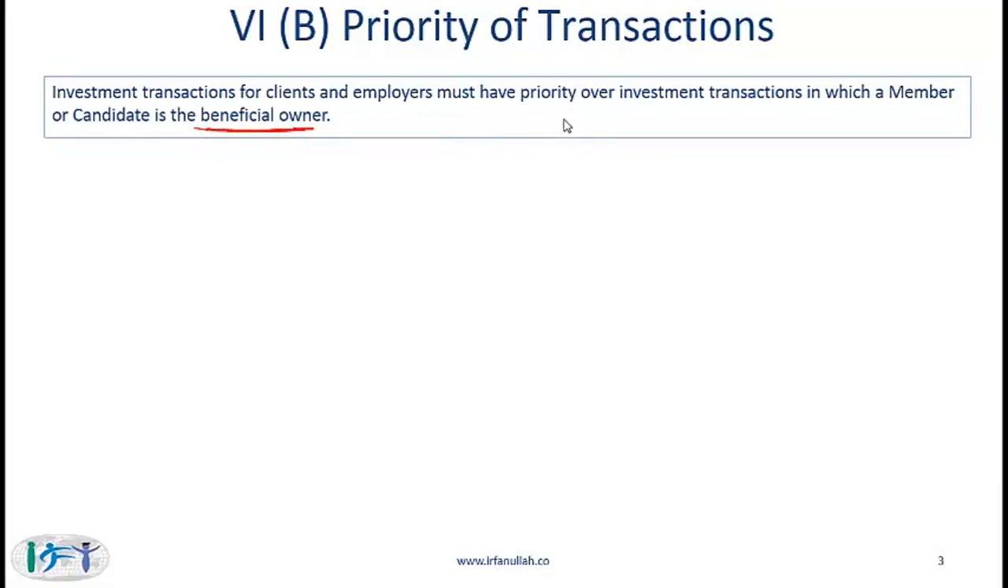When you execute a transaction where the transaction is happening for your own account, obviously you are the beneficial owner. But let's say that the transaction happens through your spouse's account or your children's account or your parents' account, even though those accounts are not directly in your name, but you still benefit. So in a sense, you would be considered the beneficial owner there. The point is that this particular standard applies not just to your account, but to the account of anyone with whom you have a direct relationship.